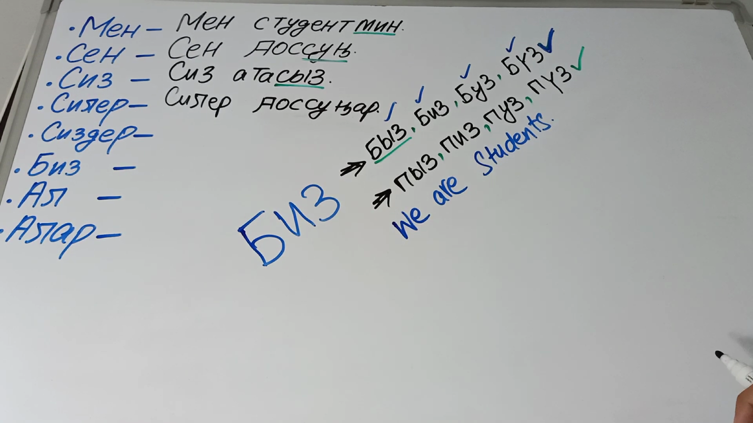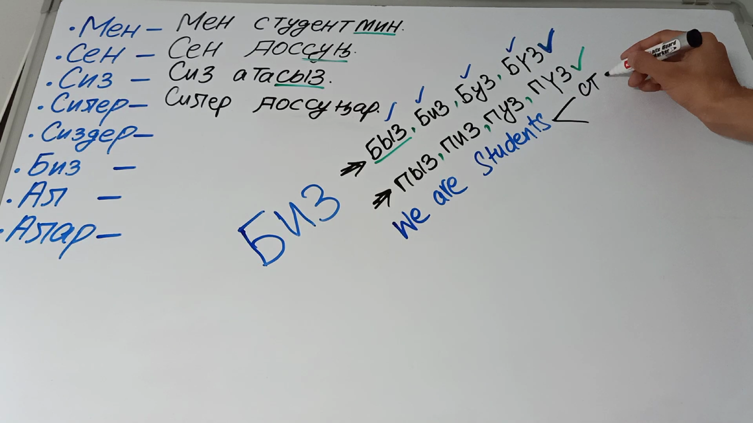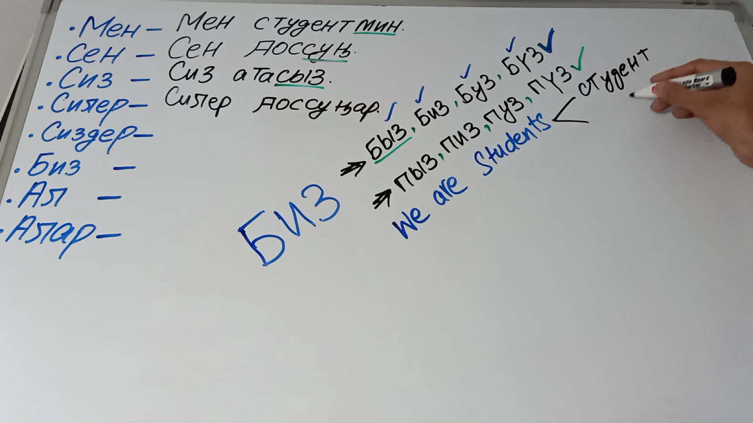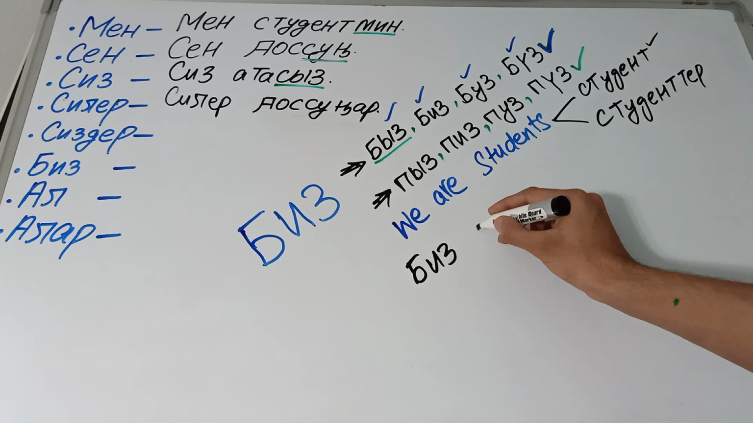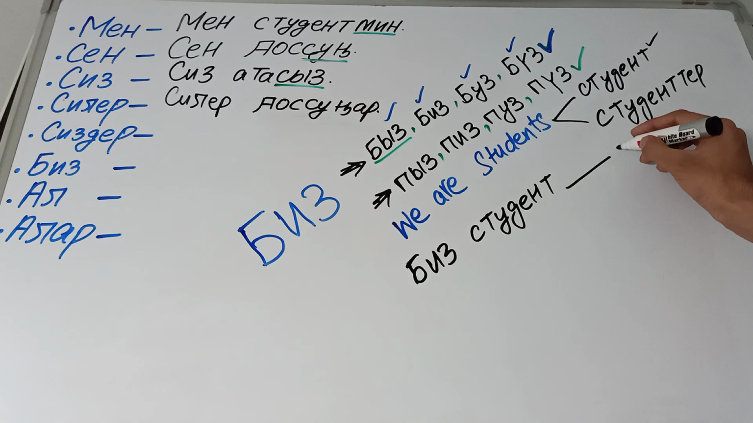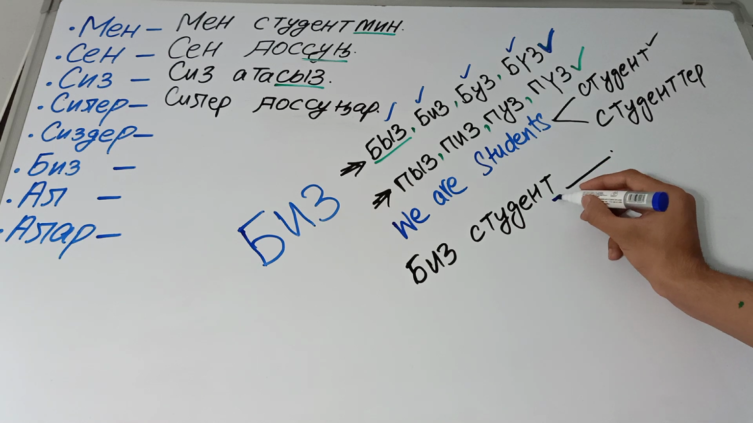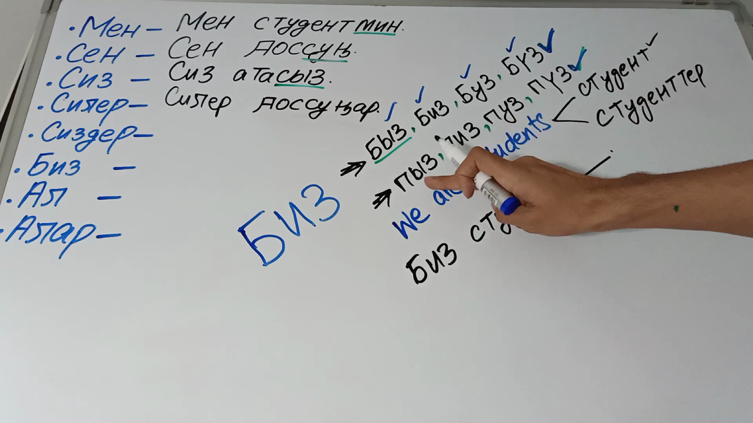Now we have another example: we are students, and we can translate "students" as student as well as studenter, right? So we will choose this one, student. We can translate it like: biz student. And now we will add the personal ending. Look, at the last of this noun we have t, and t is an unvoiced consonant, so we will use this sequence: pus, pis, pus, pus.